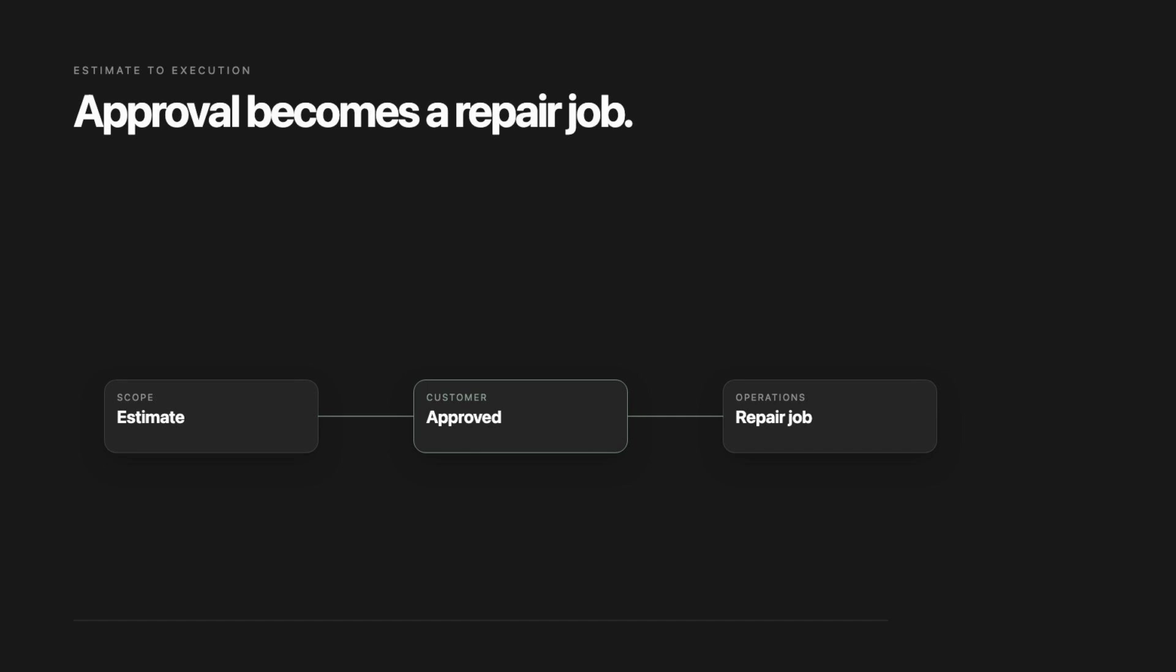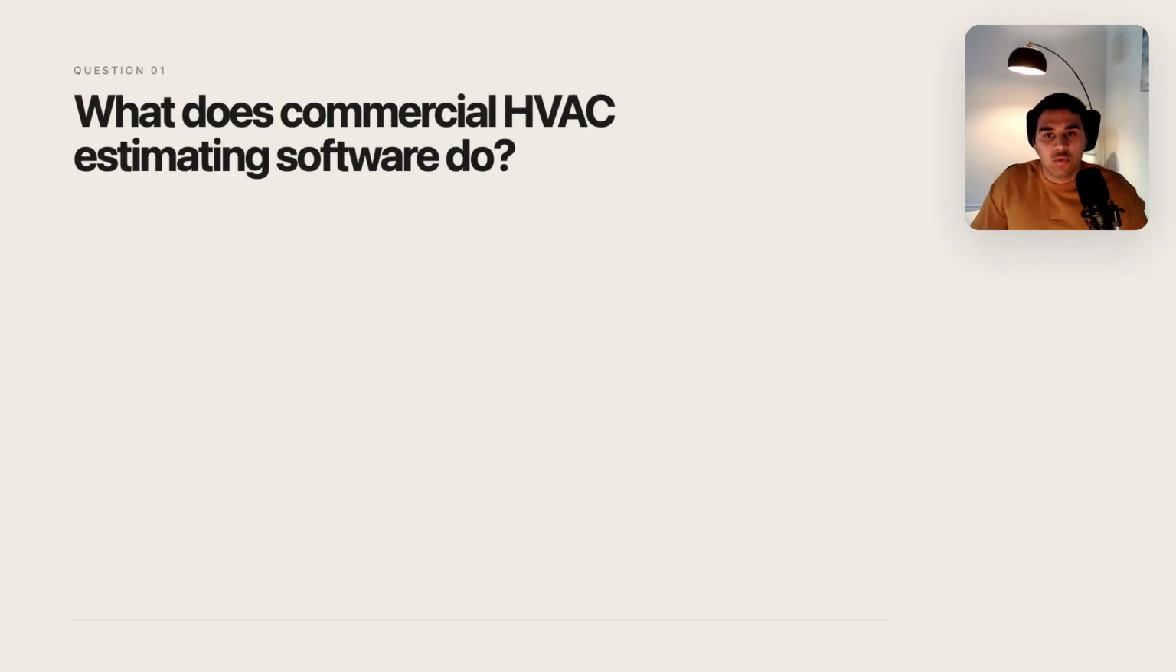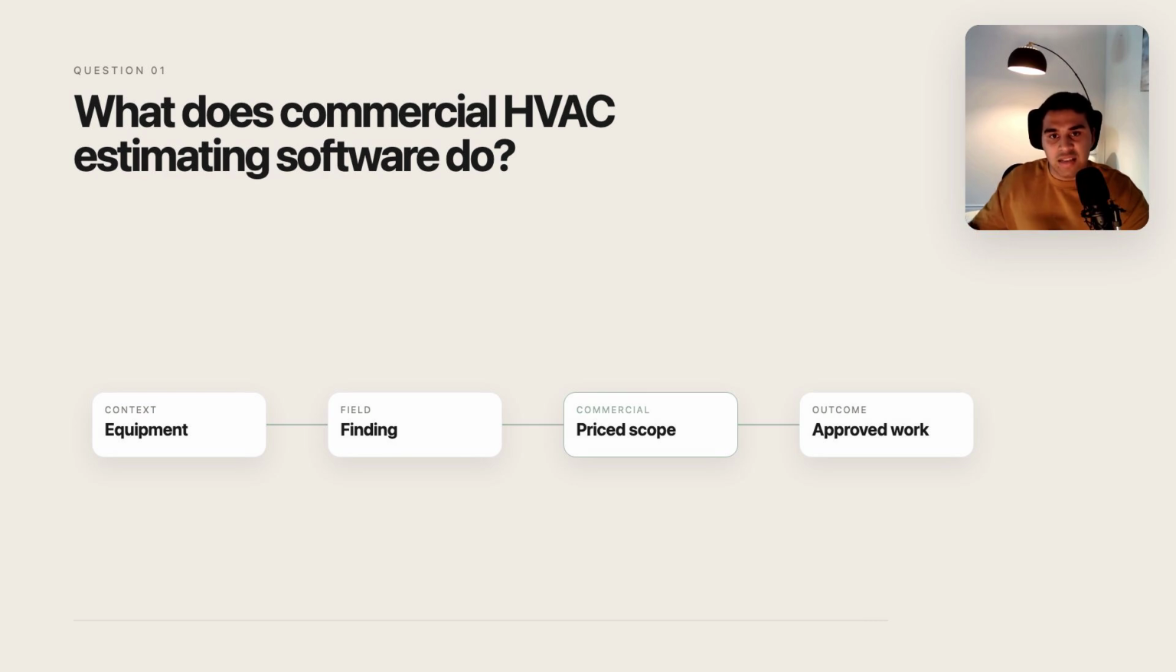That is the outcome commercial HVAC estimating software should create. A PM finding becomes approved executable work without losing the context. So the question is, what does commercial HVAC estimating software do? It turns the field findings into a priced scope and approved work. If the estimate is not tied back to the client, the site, the equipment, the visit and the service history, your estimator is still working from fragments.